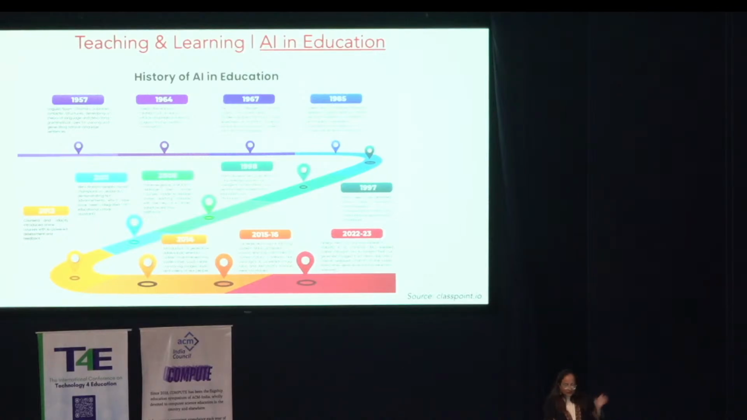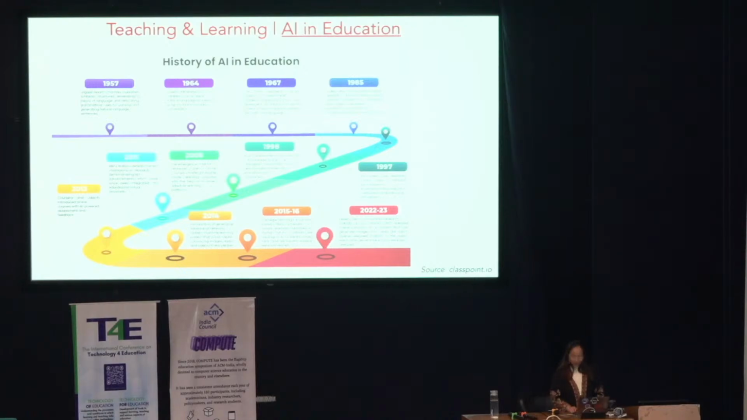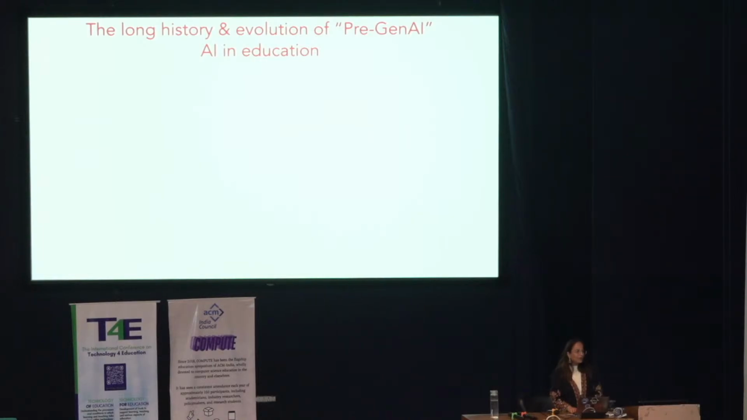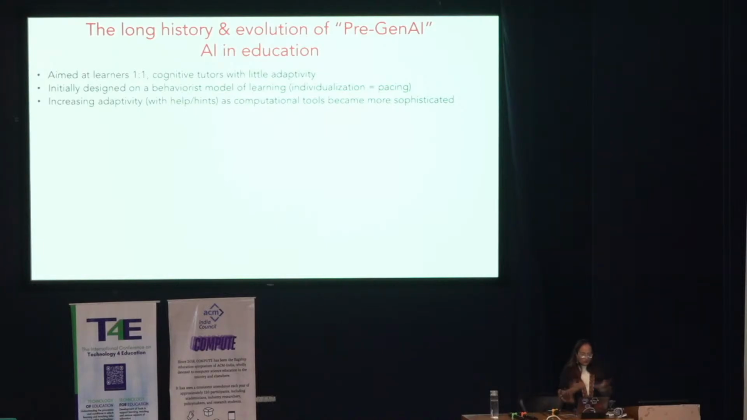The goal of this graphic is really to underscore that AI in education has progressed in parallel with the progress of AI itself, right from the 1950s. There's a long history and evolution of this pre-generative AI in education. I think the most prominent AI and ed efforts in recent memory took off in the 80s and 90s with the cognitive tutors and intelligent tutoring systems. Carnegie Mellon is here. I don't know if Stamper is around right now, but that was ground zero for that work. Initially, it was designed on the behaviorist model of learning. Individualization was basically through pacing.